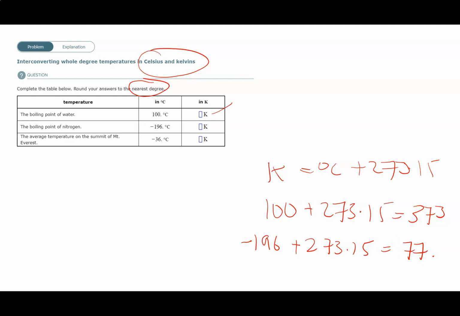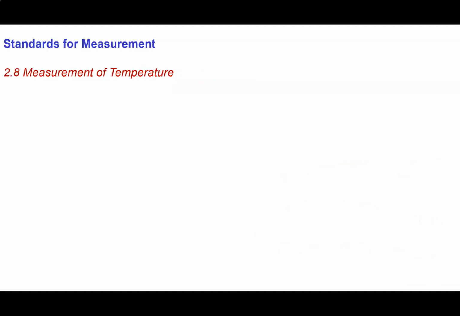All right, so we may as well do the last one. Minus 36 plus 273.15. So that would be like 237. And again, we'd have to make sure that we're to the nearest degree. Now I just did those in, or not 337, 237. I just did those in my head. That's really bad practice. You should use a calculator.